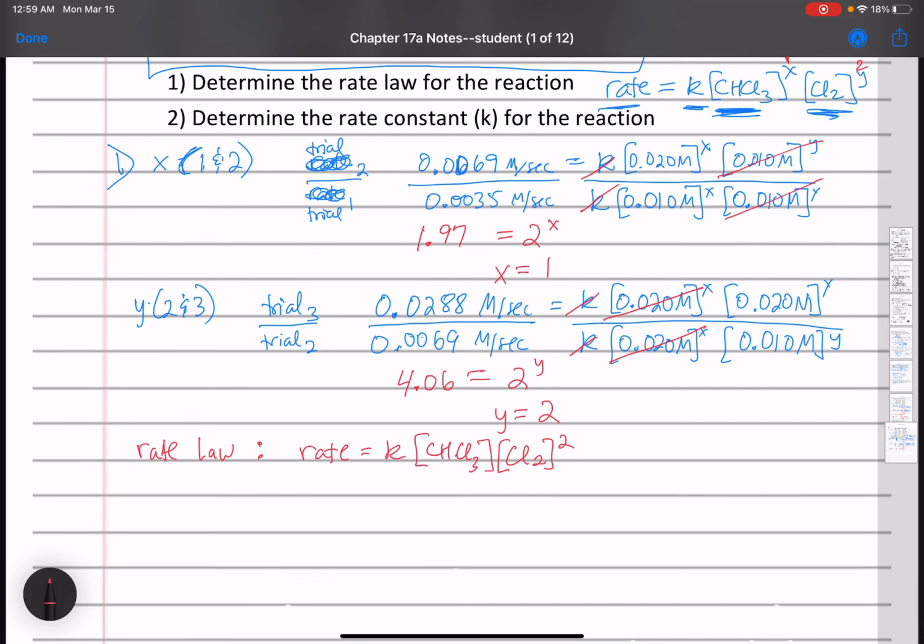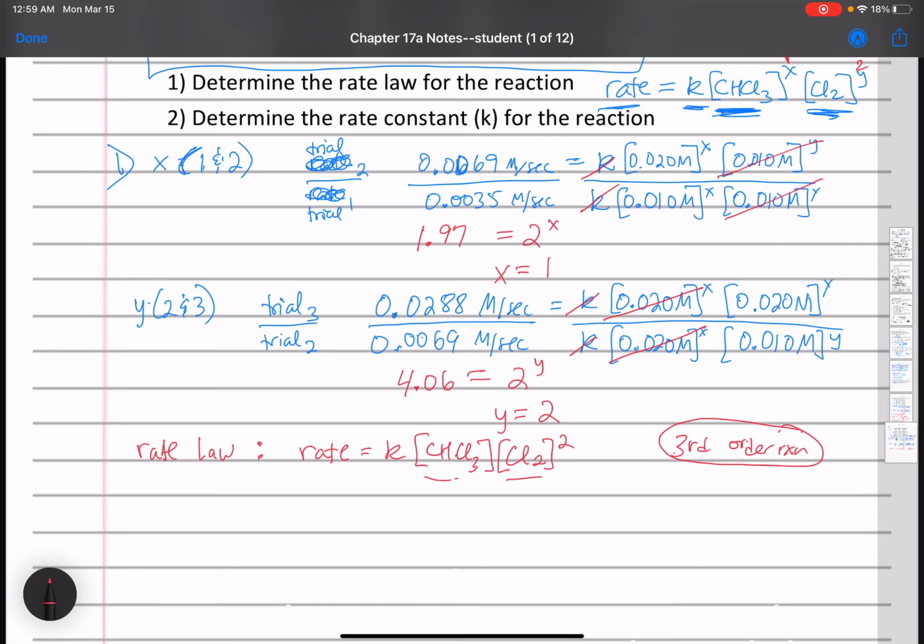What would the overall order of this reaction be? Hopefully you answered third order reaction. All right, overall this would be a third order reaction. We would say it's first order with respect to CHCl3 and it's second order with respect to chlorine, the Cl2, but it's third order overall.